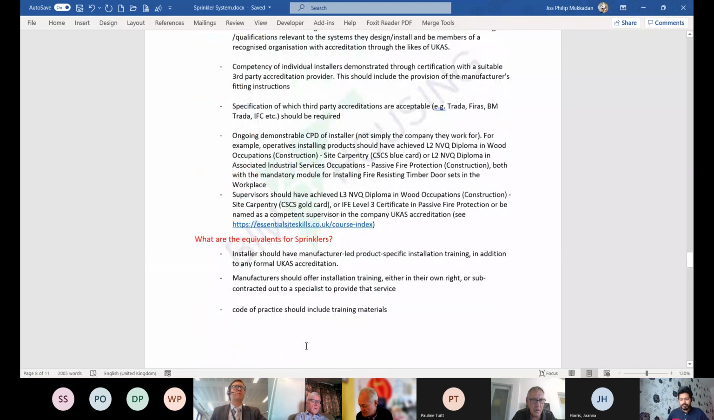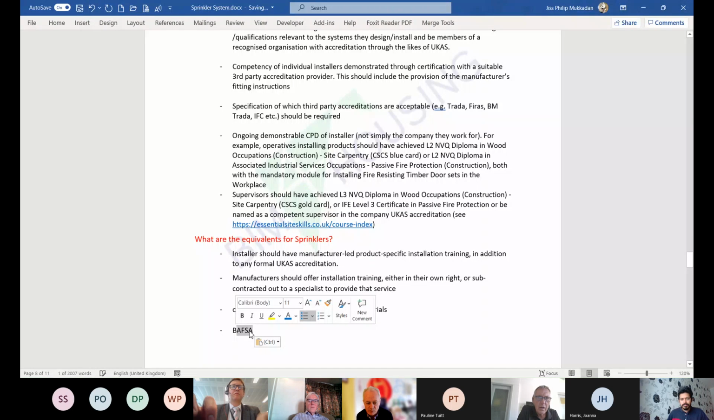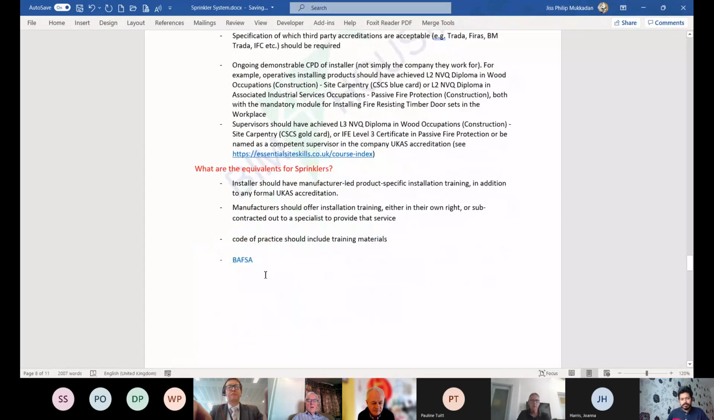So yes, there are specific ones. There's a blue card one for sprinkler fitters, and BAFSA has set up some courses. I can't remember exactly what they are called. That's okay. If you wouldn't mind just jotting that down. We've got BAFSA from Sarah. If you can add your other one, then we've got that there as a steer for us.